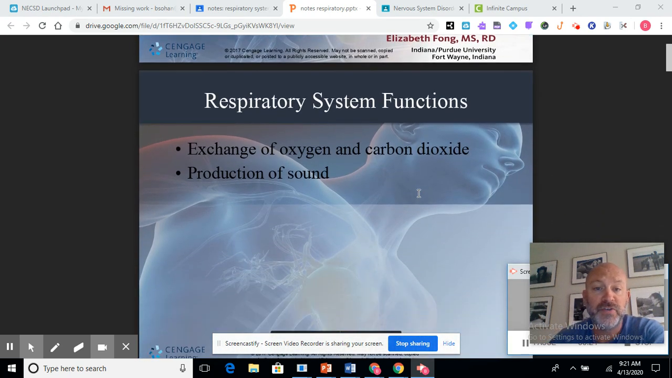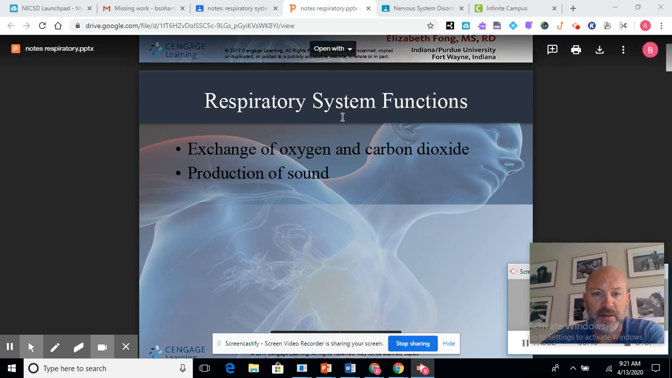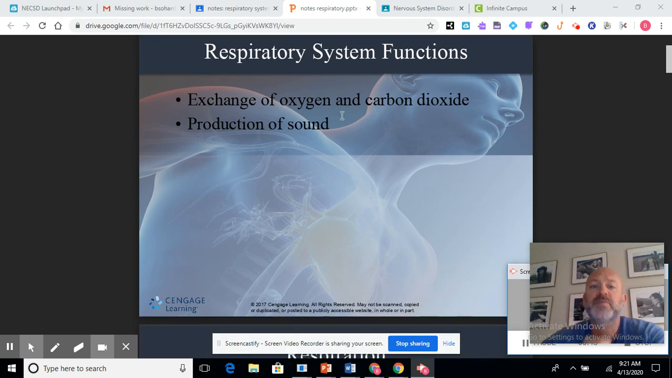Okay, so the functions of the respiratory system include exchanging oxygen and carbon dioxide. Now, these are gases. Oxygen is a gas that comes from the atmosphere that's needed by the body. Carbon dioxide is a gas that's produced by the body that then has to be expelled out of the body. In addition to that, another function of the respiratory system is to produce sound. We have a larynx that sits on top of our trachea, and when we pass air through the larynx, the vocal cords within it vibrate, producing sounds.